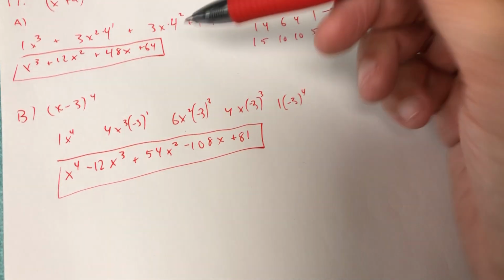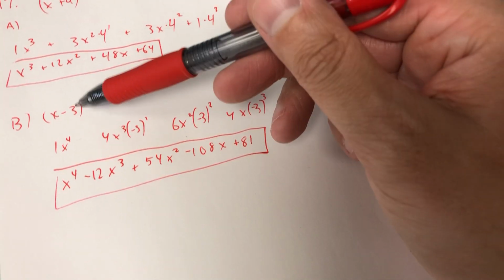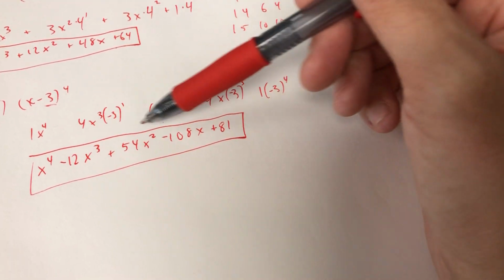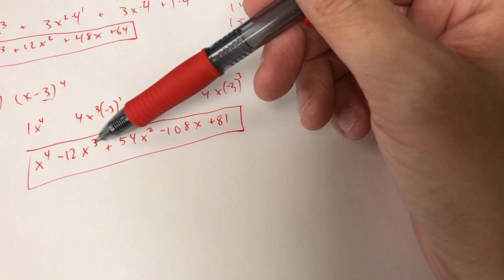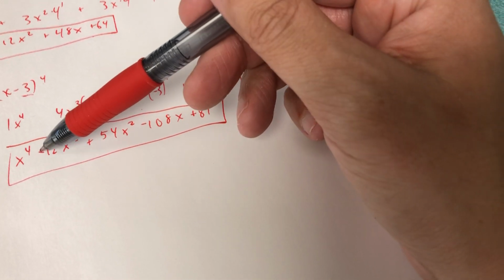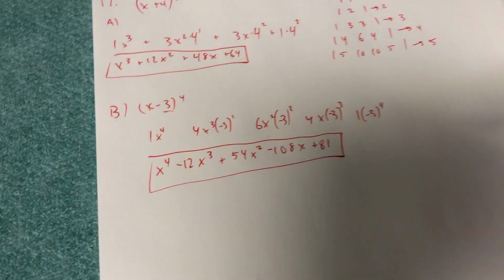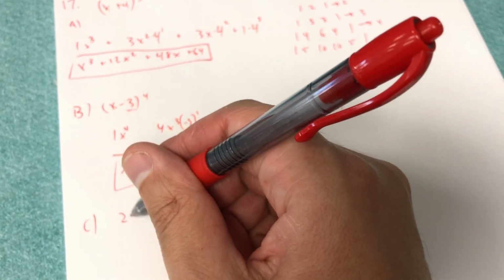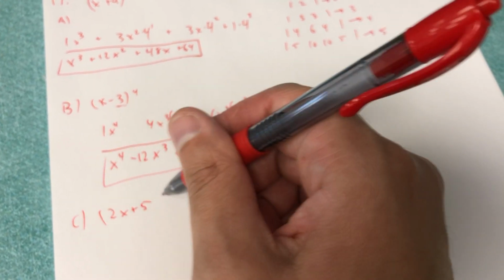And also something, notice, because you have a negative here in front of the 3, every time you take it to an odd power, you get a negative. Every time you take it to an even power, you get a positive. So you're going to get alternating positive and negative signs in your final answer. Okay. The last one here was 2x plus 5 raised to the fourth power.